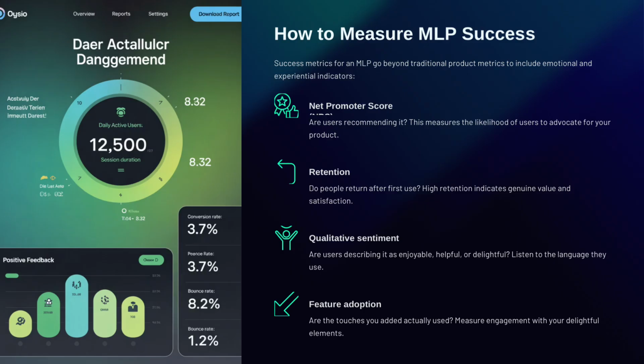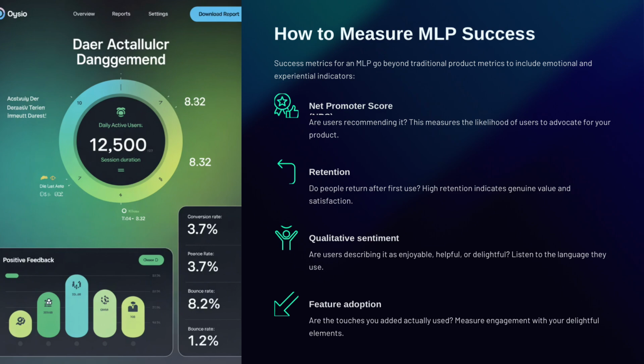And finally, feature adoption, specifically for those delightful touches you added. Are people using that clever shortcut? Are they engaging with that fun animation? It helps validate your choices. So it's a mix, quantitative data like NPS and retention, but combined with really listening to the qualitative stuff, the feelings. Precisely. You need both to get the full picture.